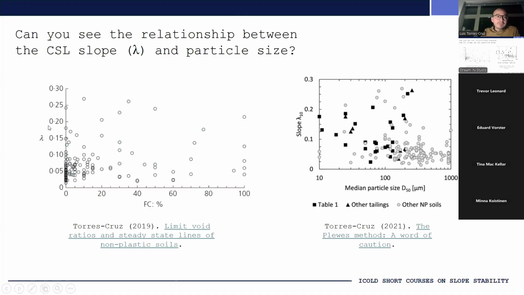So both these figures have lambda on the vertical axis, and on the horizontal axis, they have some sort of descriptor of the particle size, be it fines content or your median particle size D50. And regardless of the particle size descriptor that you are adopting, you don't see any type of correlation between lambda and particle size.